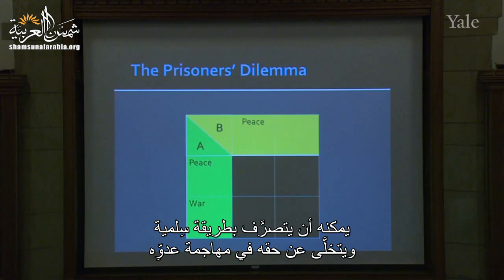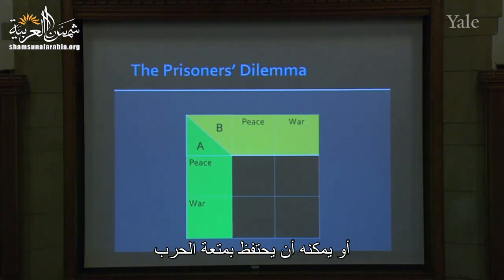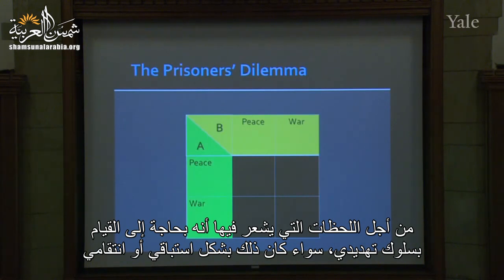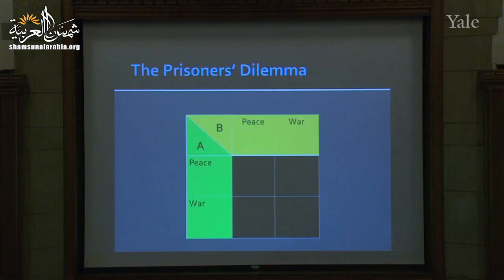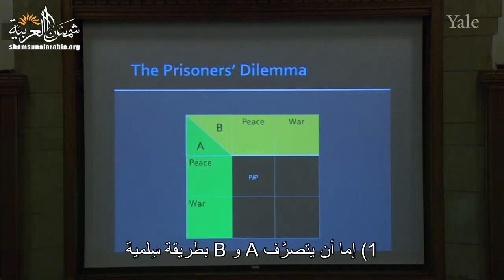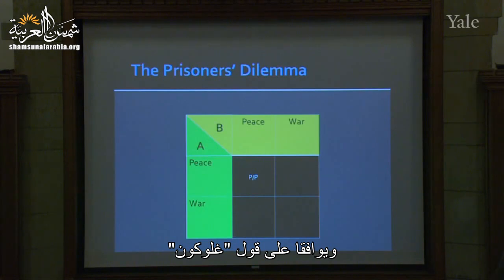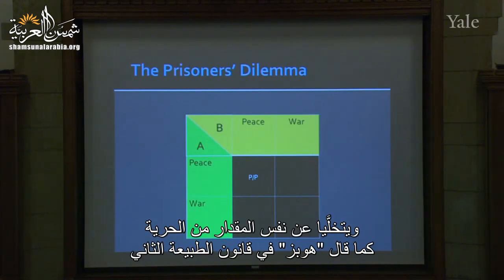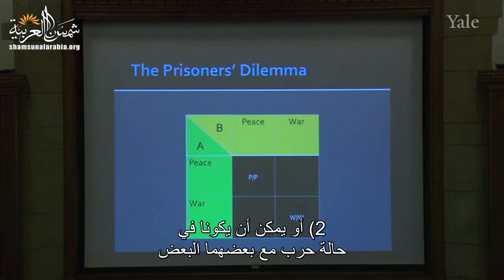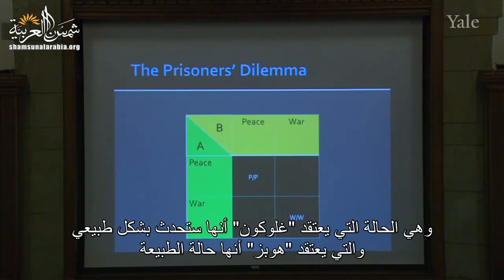He can behave peacefully and lay down his right to attack, or he can reserve the pleasures of war for moments when he feels himself, either preemptively or retaliatorily, to need to engage in threatening behavior. So that gives us four possibilities. Either A and B can both behave in peaceful fashion. That is, they satisfy the initial clause of Hobbes' first law of nature. They do the handshake of Glaucon's challenge. They each give up the same amount, what Hobbes talks about in the second law of nature. Or they can both be in a state of war with one another. This is what Glaucon thinks will naturally arise and what Hobbes thinks is the case in the state of nature.